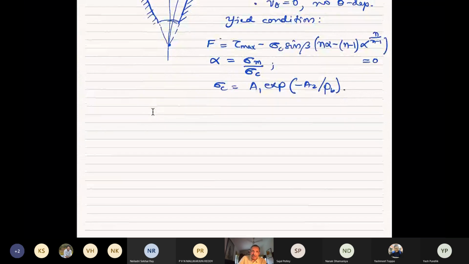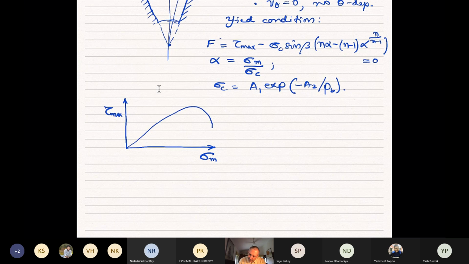So here we have already shown in the previous example that for this yield function, since f is equal to 0, tau max is some function of sigma m. So if you plot tau max versus sigma m, then you can see at very small values of sigma m, you will get essentially a linear curve, and then it will become maximum.